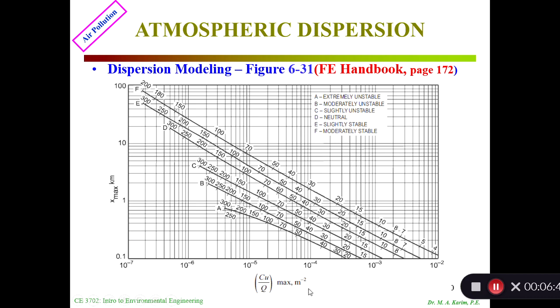This is not really the concentration. This is the maximum that could happen. This is the ratio of CU over Q per meter squared. If we multiply this by Q over U, where Q is the emission rate and U is the wind speed, then we should get the value of C, the concentration, in micrograms per meter cubed or grams per meter cubed, or whatever the unit comes out to be. We'll use that to solve some problems and see what happens.